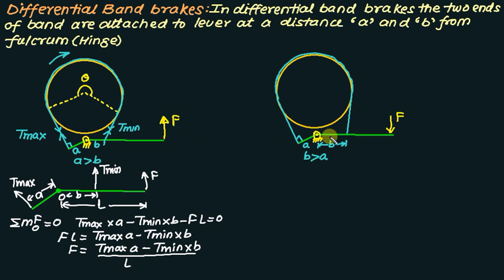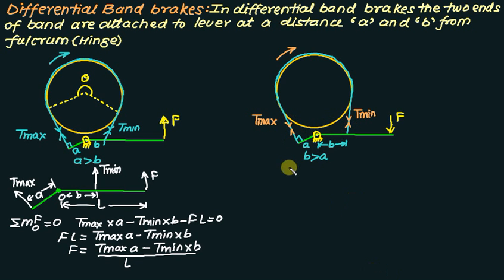And if we have a different situation where this length is more than A, then F must act in a downward direction. Let's check what will happen this time. So we have again the same direction, that is F. This is T max, this is T minimum, acting in the opposite direction of the rotation of the drum.